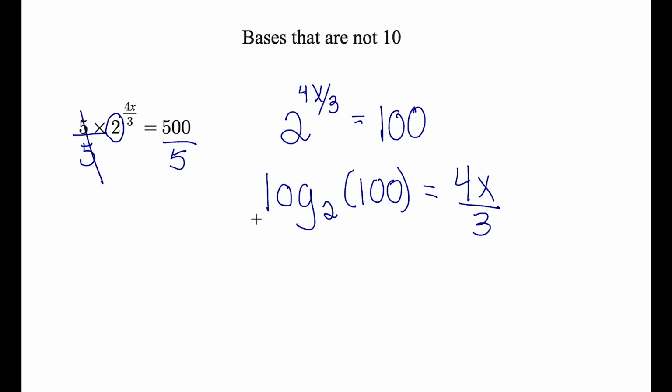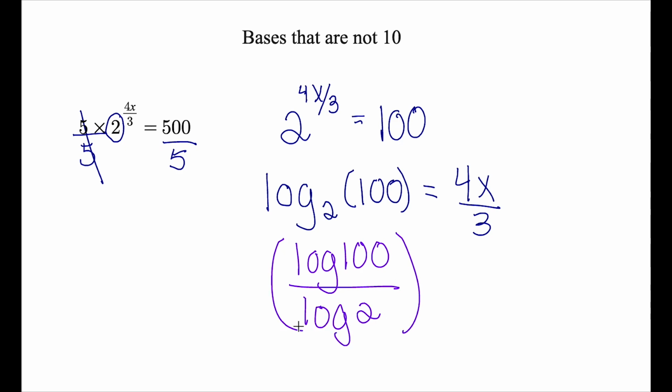Now, if you have a calculator that you can just type this in with a different base besides 10, you can go ahead and do that. Otherwise, we need our change of base formula. So remember, change of base, we take the log of the answer and divide it by the log of the base. So log 100 over log 2 equals 4x over 3.